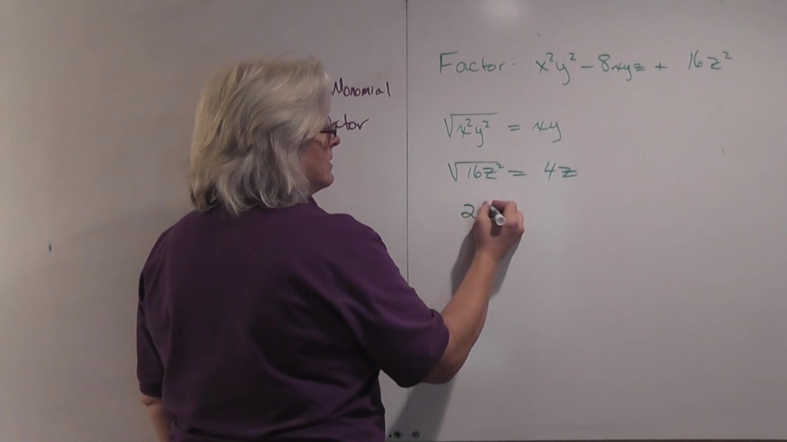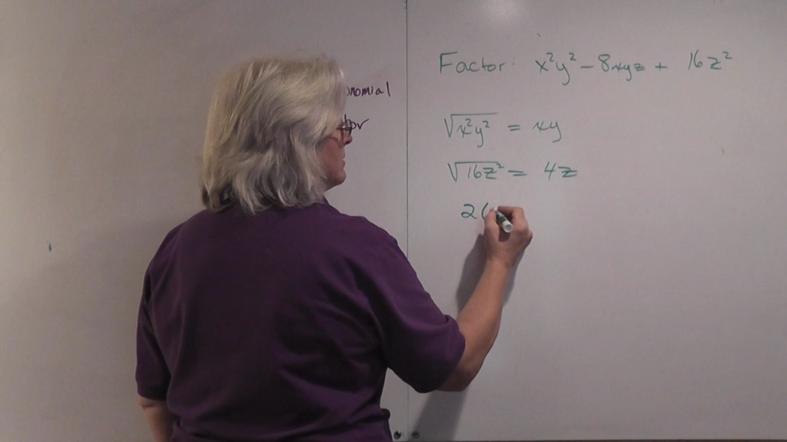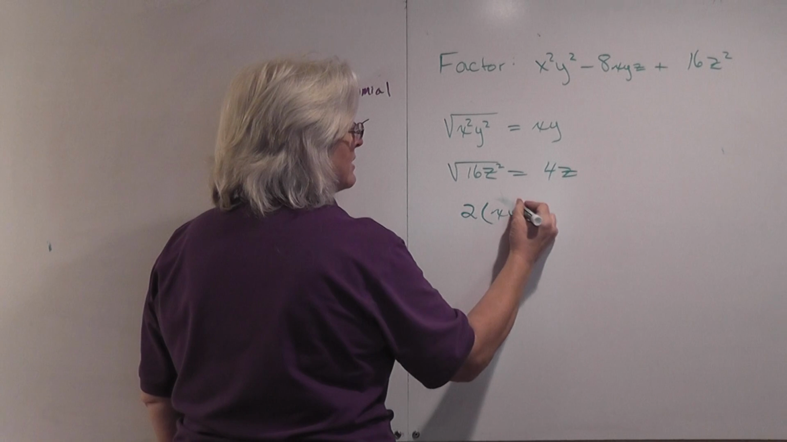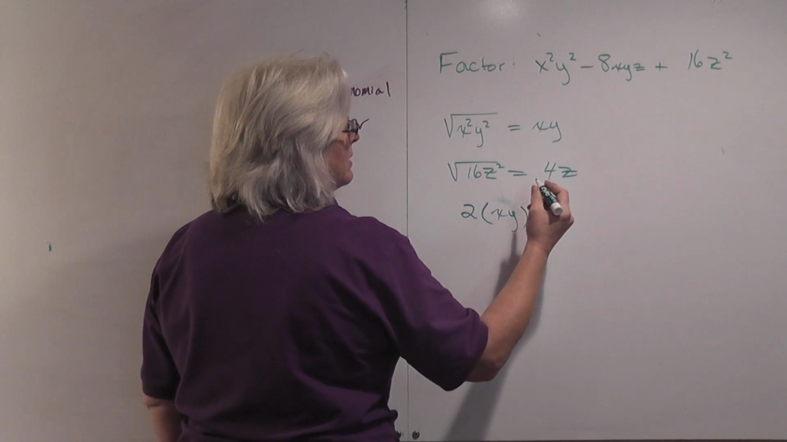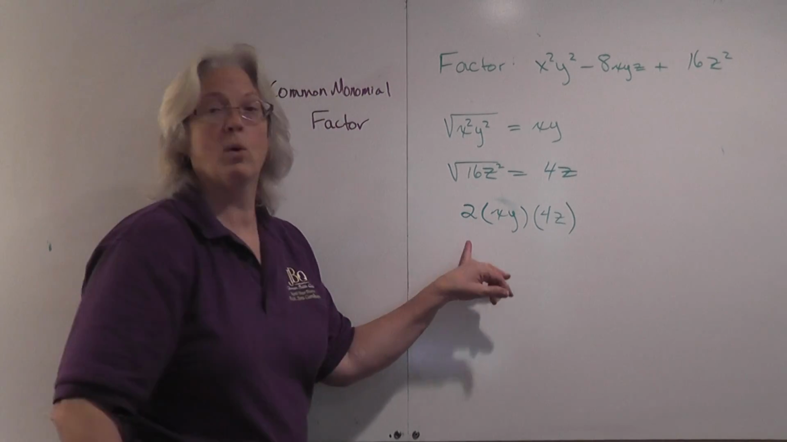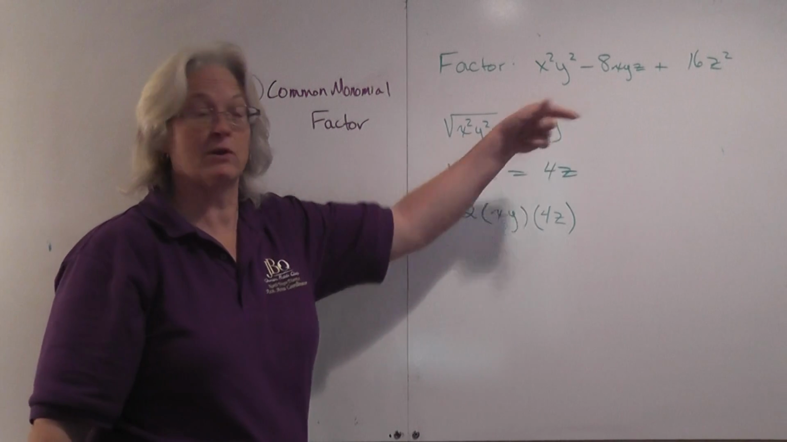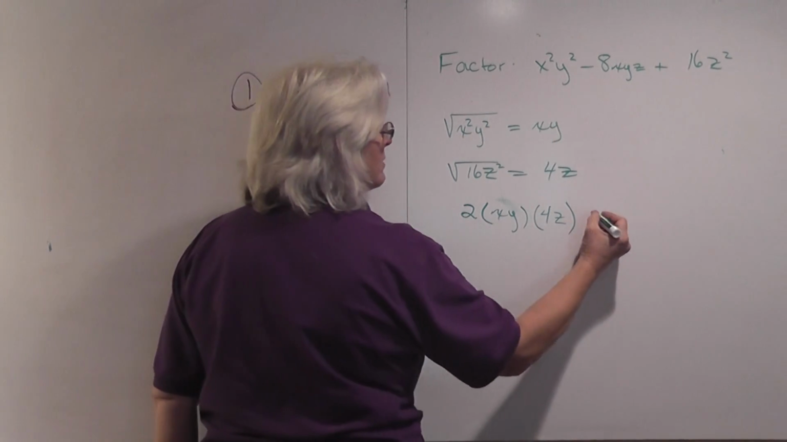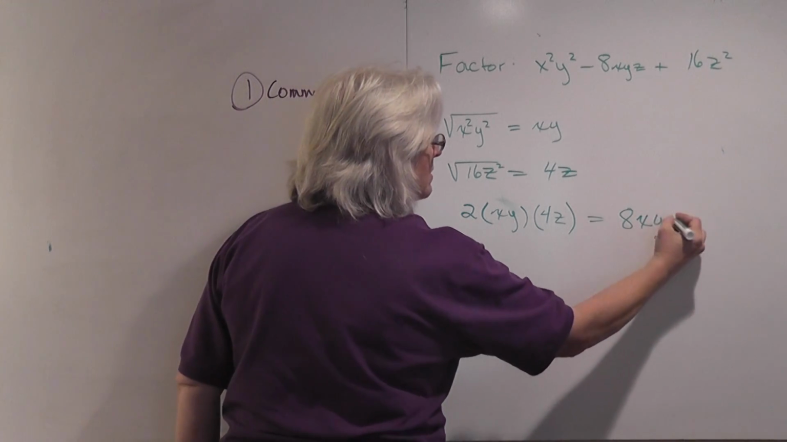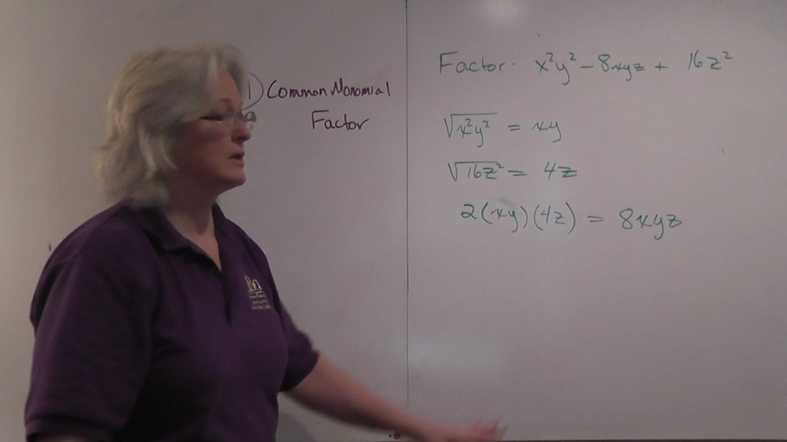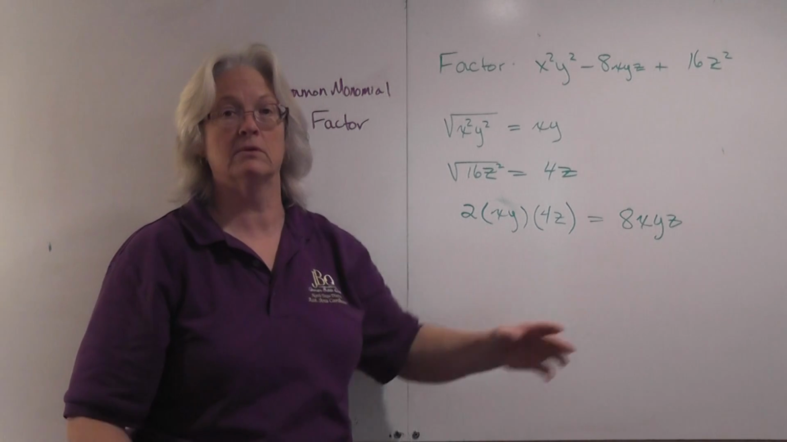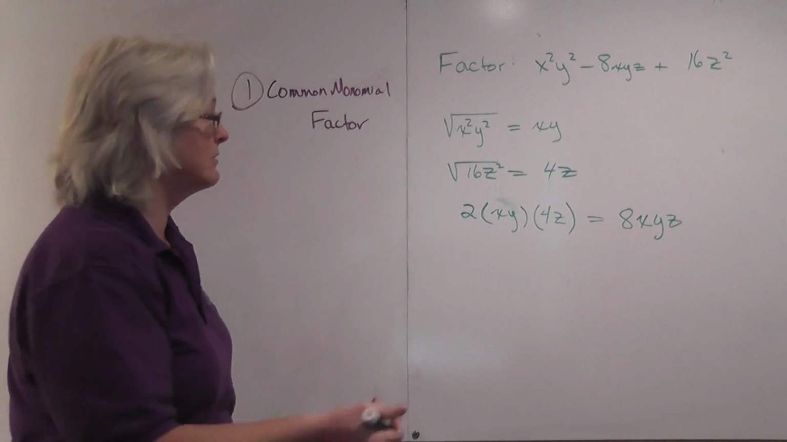Twice the product of these square roots, so the product of xy and 4z, when it is doubled, has to equal this center term here. 2 times 4 is 8, x times y times z. Do these match? 8xyz, 8xyz, yes they do. So what are we going to do with this sign? How are we going to factor this?